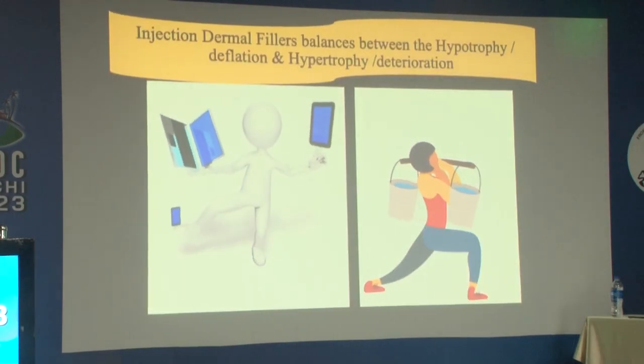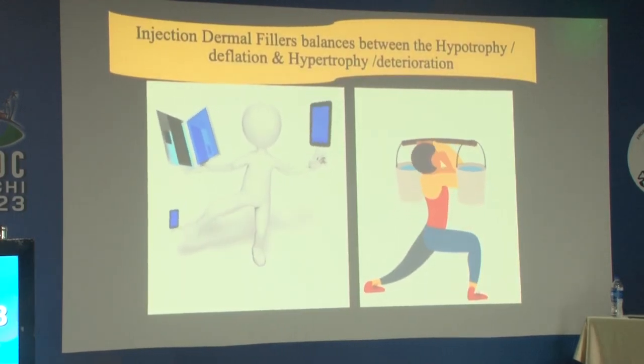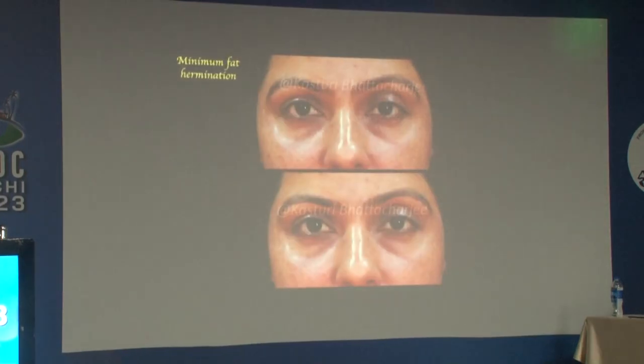So what balances this hypotrophy and hypertrophy? It is the dermal filler. And there are different types of dermal filler. I have already mentioned, the most common indication is the tear trough and the hills and the valley. As I have already shown in the classification, one is hill, valley, hill, valley, hill, valley, hill, valley. So when you have an early hill like this, you need not go for a surgery. You can very well manage with the dermal filler.